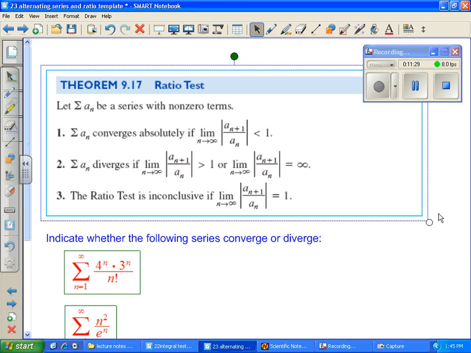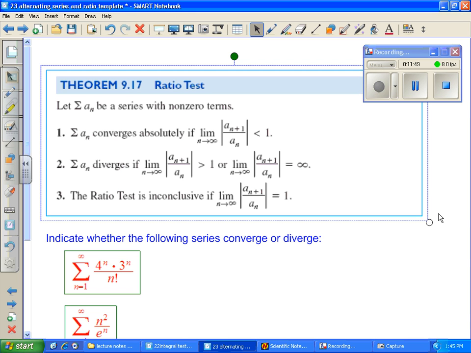This test works especially well when you have exponential functions, like look at the first example here. Exponential functions like 3 to the n or 4 to the n. Also, it works especially well when you have factorials, such as n factorial or 2n factorial. Anytime you have a factorial or exponentials, think of the ratio test.